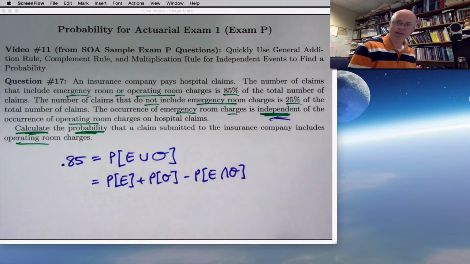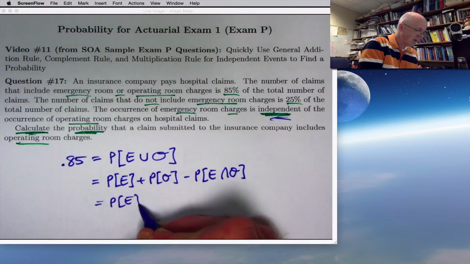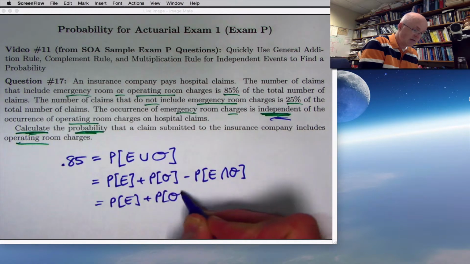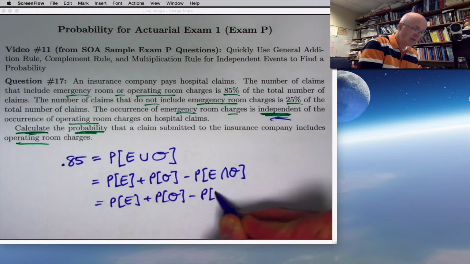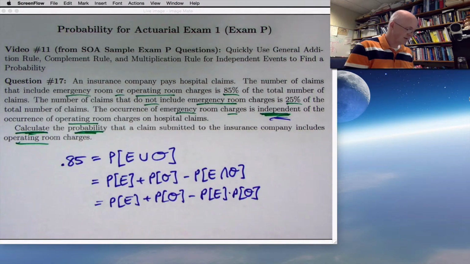You have the independence assumption. Go ahead right away, replace the probability of E and O with the product of their individual probabilities, P of E times P of O. Okay? Now we can fill in what we know.